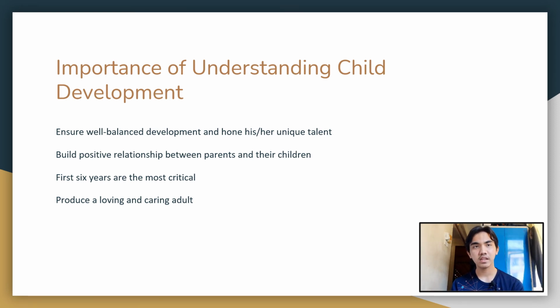Fourth point is to build positive relationship between parents and children. When parents really understand the importance of their child's development, they know what they should do and they should not do, they will be kind to their children. Because nowadays, there are parents who don't really care about their child's development.